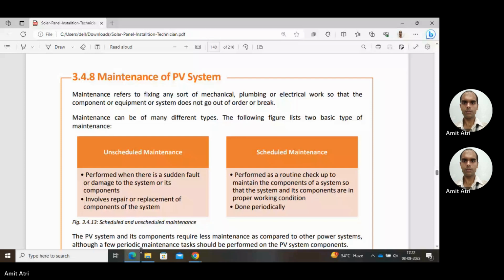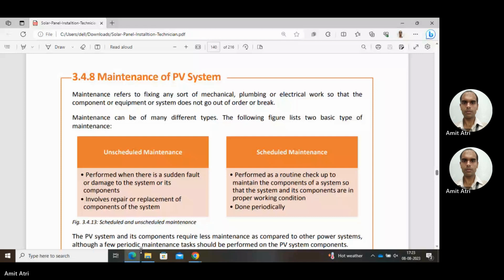So basically the two types of maintenance which we are classifying are unscheduled maintenance and scheduled maintenance. Unscheduled maintenance is performed when there is a sudden fault or damage to the system or its components. So unscheduled maintenance involves repair or replacement of components of the system. Means some fault or something unusual, unwanted has occurred. Now we are checking what went wrong in our system after something has gone wrong.